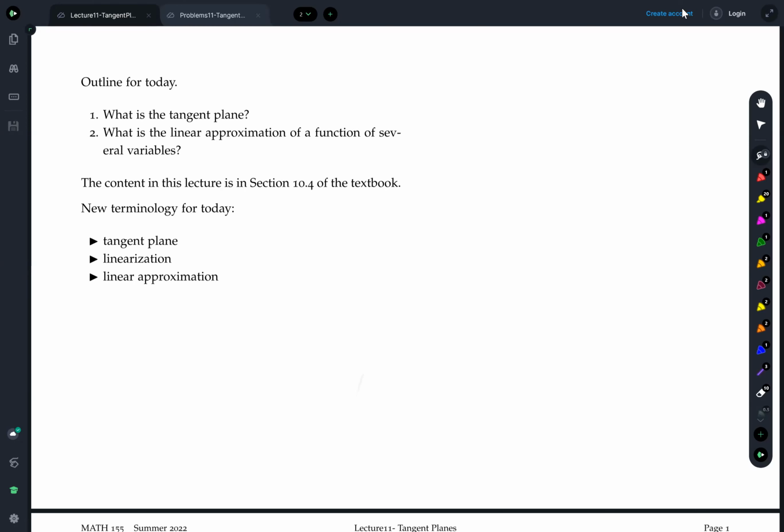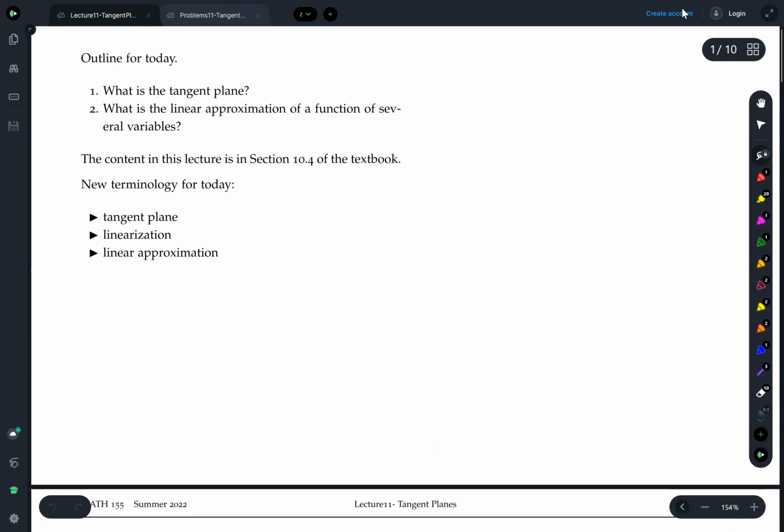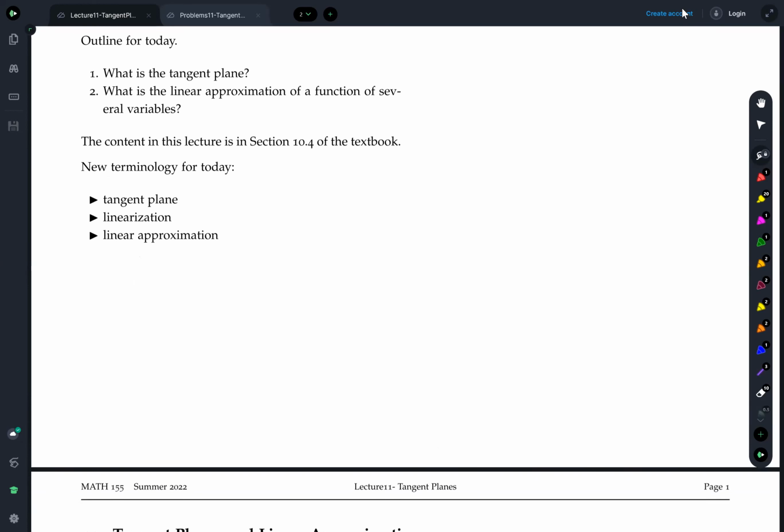Okay, so we're going to talk about what tangent planes are, slightly abstract to start with, and then we're going to be talking about something called linear approximations. So why do we care about tangent planes? Well, they allow us to do simpler approximations of complex functions that have multiple variables.